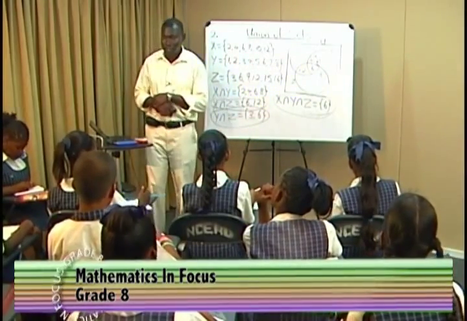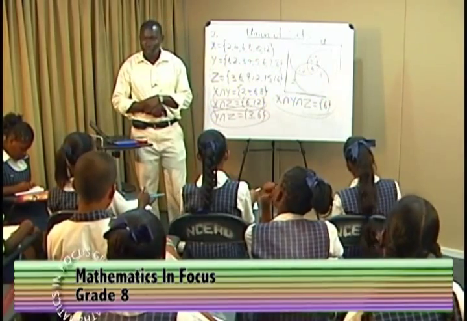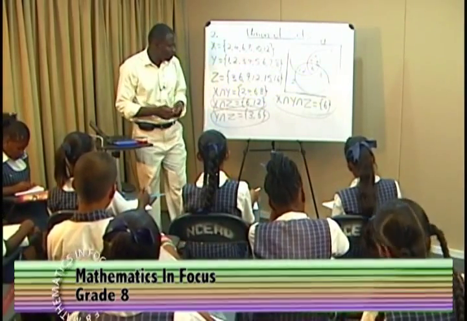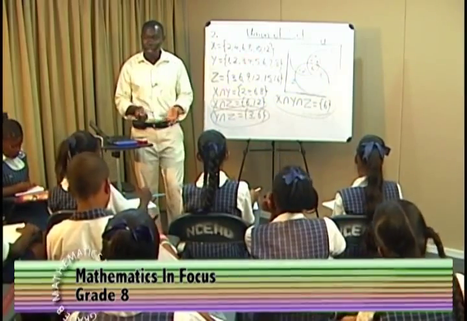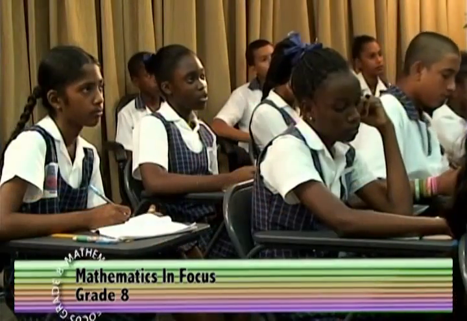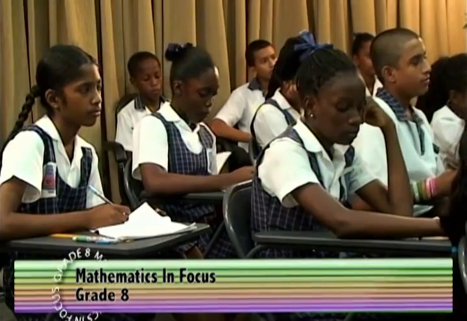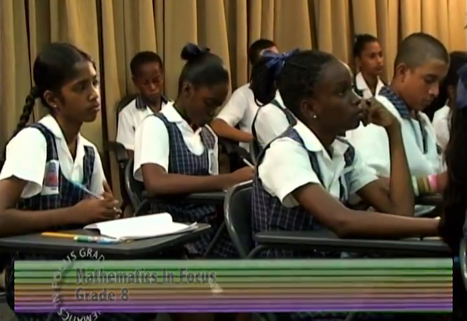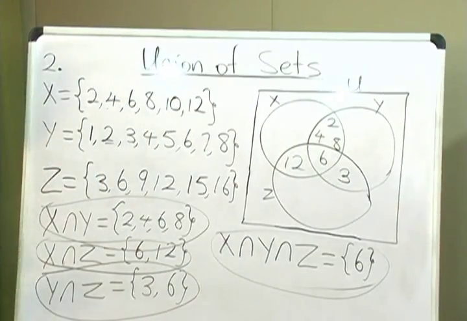What else do we have to list there? X only. Yes, baby is correct. Baby is saying X only, Y only, and Z only. Alright, let's start with Z.